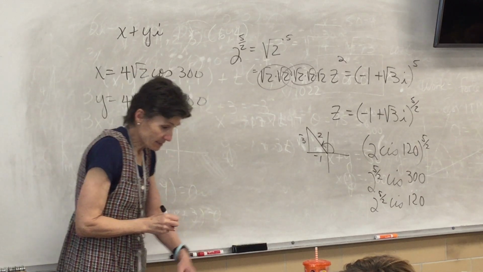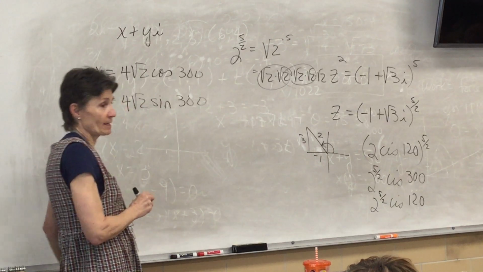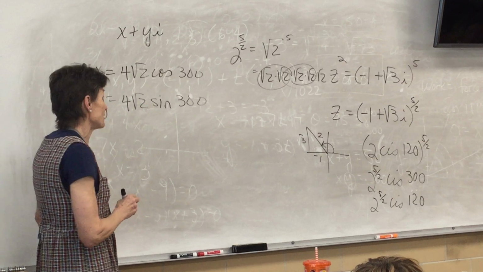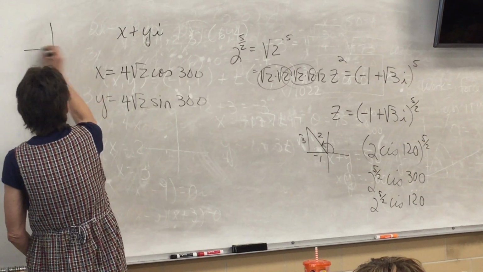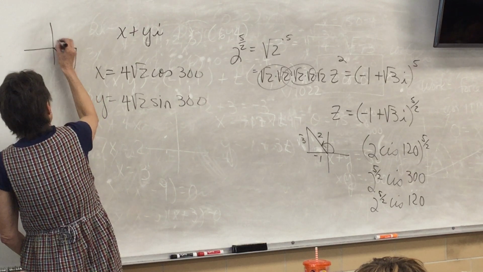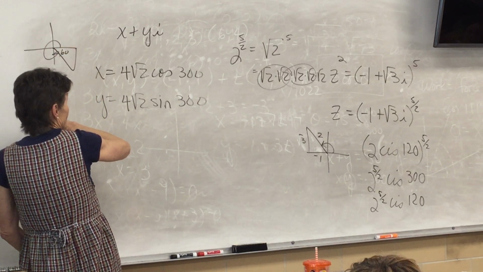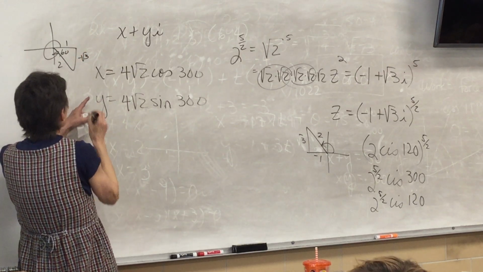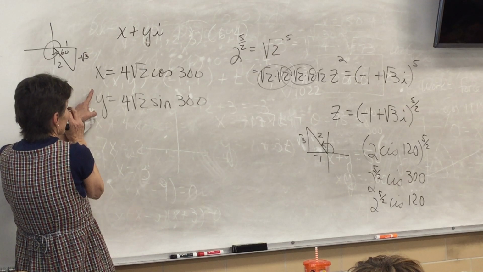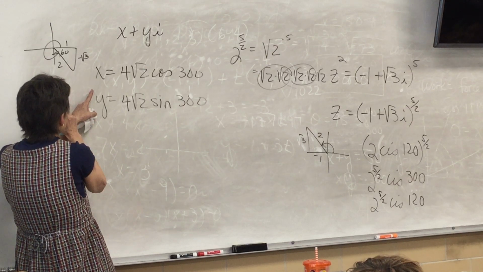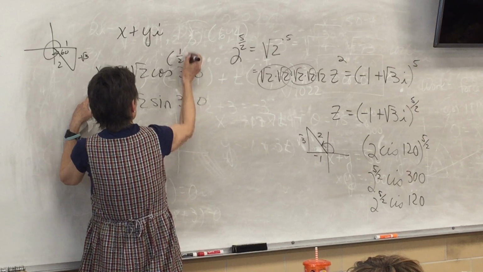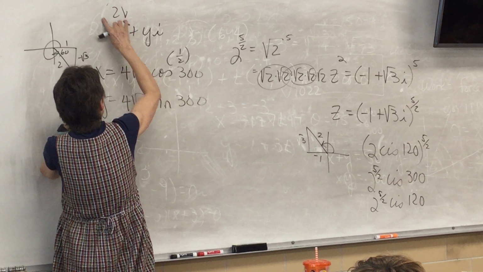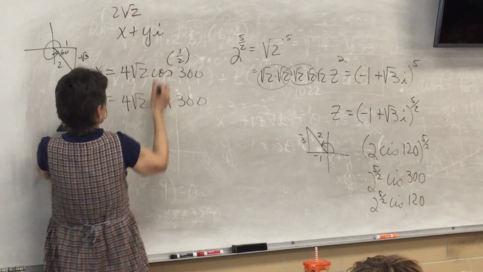Now, it doesn't say exact, but it doesn't have a star next to it either. That means it's on the no calculator part. So we need to do 300, which has a reference angle of 60. What's the cosine of 300? 1/2. So that one's just going to be 2, that one's just going to be 2 root 2.